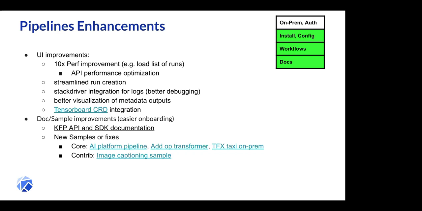Now back to the exact ones that we added in this release. The AI platform pipeline sample illustrates how to leverage existing AI platform services, in particular training services and prediction services. The second one, Auth Transformer, is to demo one of the new DSL features that we added in this release, which we will cover when we talk about DSL improvements.